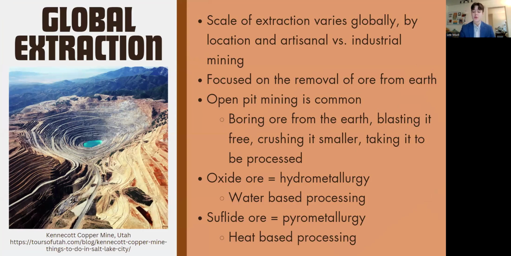Open pit mining removes the ore from the earth, crushes it smaller, and then processes it to get the copper out. Two types of copper ore are found in the earth. Oxide ore is found closer to the surface, and it is processed through hydrometallurgy, which is water-based processing. But sulfide ores found deeper in the earth need to be processed through pyrometallurgy, heat-based processing.